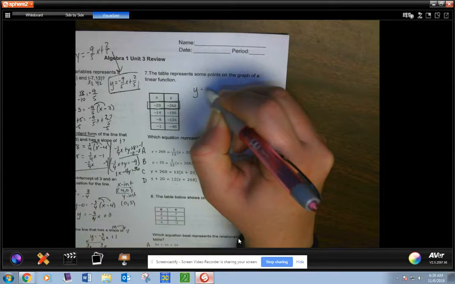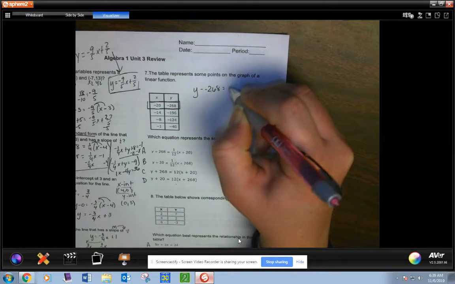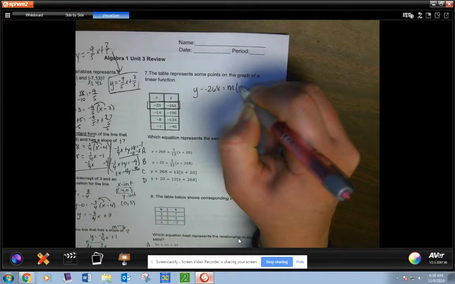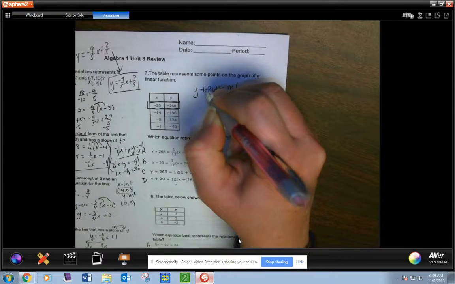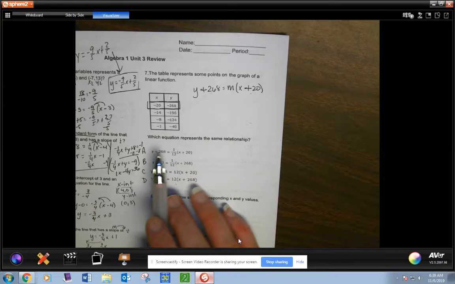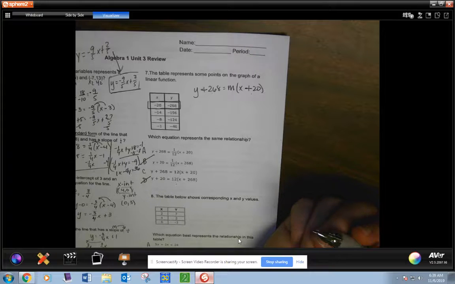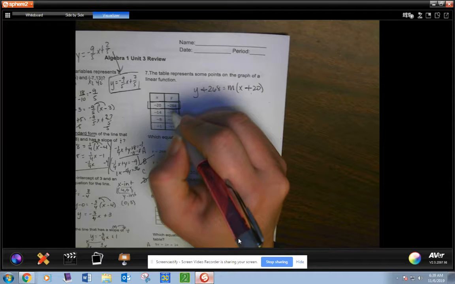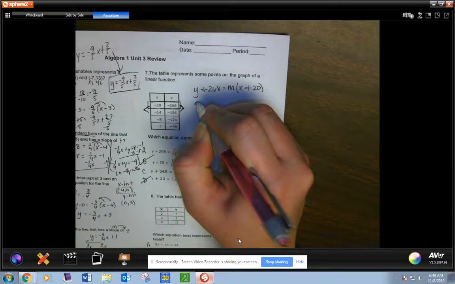Y minus negative 268 equals, I don't know m yet, so I'm going to put m times x minus negative 20. I'm going to fix those double negatives. And so I need to have a plus 268 and a plus 20. So I know B isn't my answer, or D. Now to find M, I'm just going to look at the change in Y over the change in X.